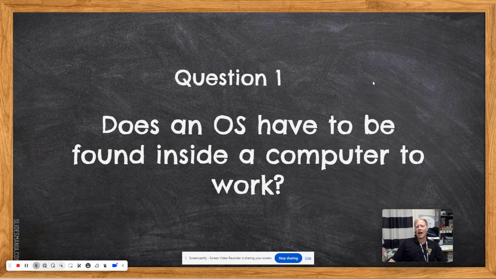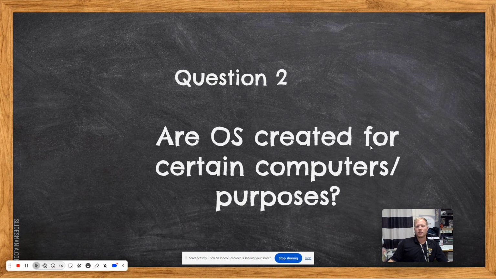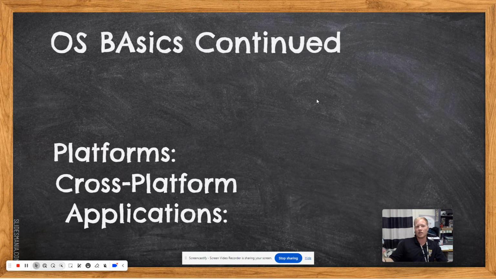Does an operating system have to be found inside a computer to work? The answer to that is no, actually. We're going to talk about the difference in some ways, but technically it can be on a flash drive. Are operating systems created for certain computers or purposes? Generally, the answer to that is yes, right? Think about even your Xbox. It has its own operating system, and it works on the Xbox. It doesn't work on the PlayStation unless you kind of jailbreak it and go around some loops to get there.